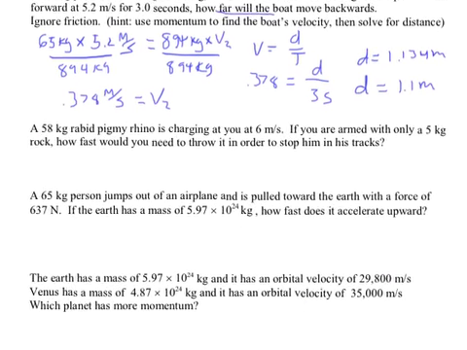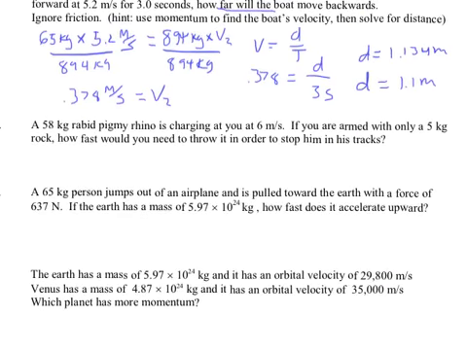Let's keep going here. Ooh, the rabid pygmy rhino. Oh, that's a scary thing. Alright, let's see. The question is, how fast would you need to throw a rock in order to stop it in its tracks? So in other words, the momentum afterwards has to equal 0. So instead of these two things starting at 0, in this case they're going to end at 0.